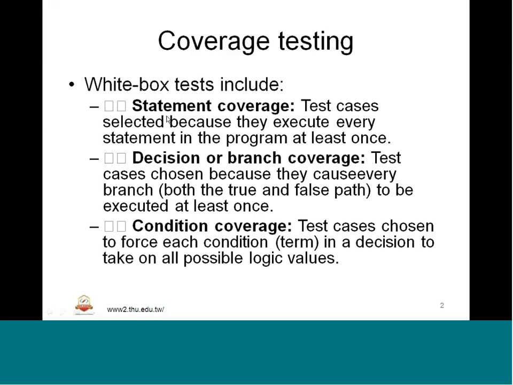The next one is decision or branch coverage. Here test cases are chosen for every branch, which is also called a decision. The decision can lead to a true or false path, so both have to be executed at least once. That is why it is called decision coverage or branch coverage.